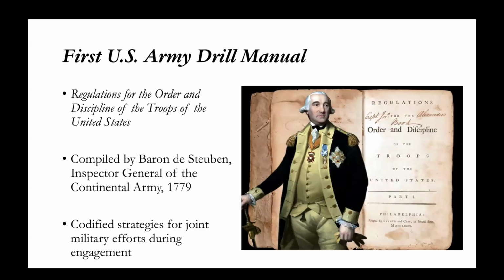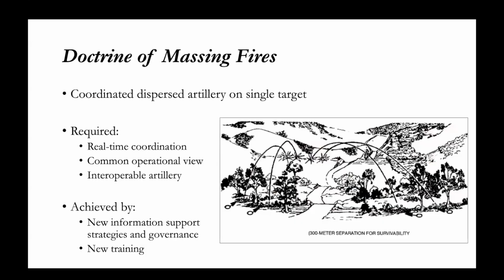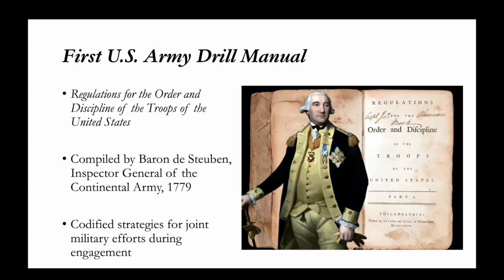Regulations for the Order and Discipline of the Troops of the United States, way back in the day, compiled by Baron von Steuben, Inspector General of the Continental Army, in 1779. It was codifying strategies for joint military efforts during engagement. I'm not sure if that's what he looked like, but in my headcanon it is. Actually, this document, published in 1779, was such a popular document that later people came and created illustrations for it. And what you're looking at is somebody who came later and illustrated it.